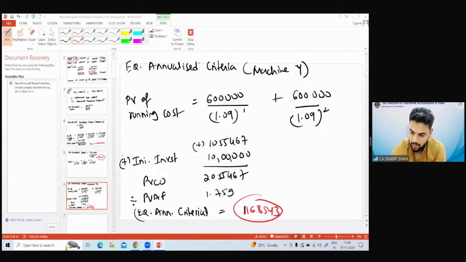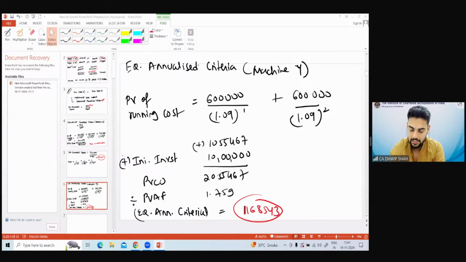Correct? So tell me, should I select machine X or machine Y? Sir, machine Y, because the equivalent annualized criteria in terms of PVCO is highest. We should select machine Y. Yes or no? Machine Y is the answer. Tell me, should machine X be selected or machine Y?